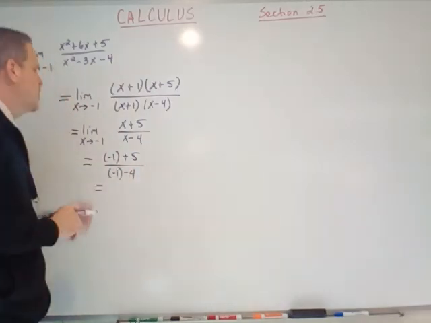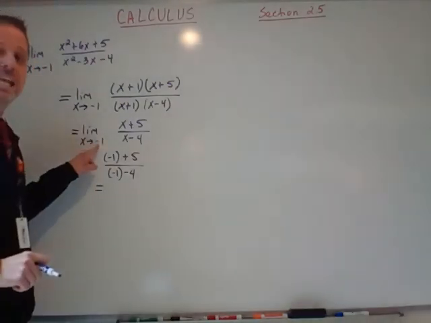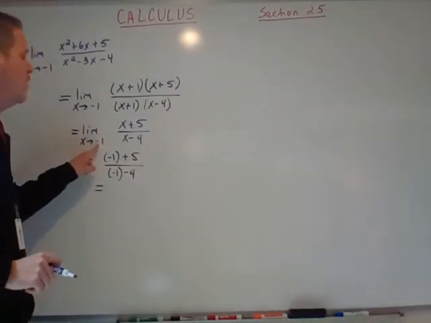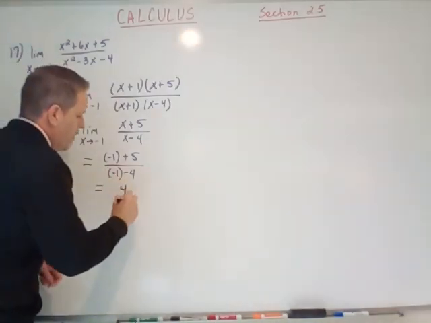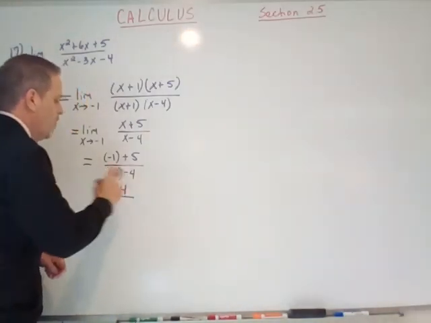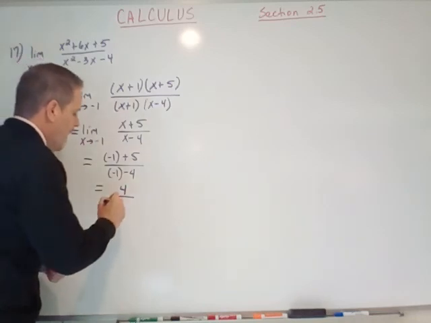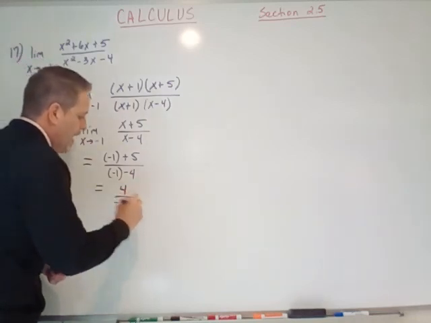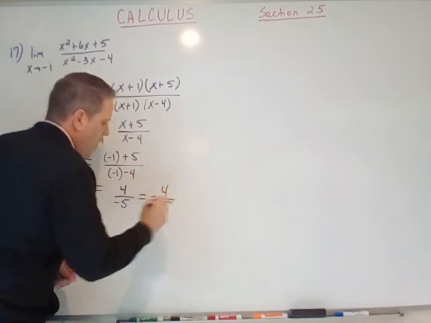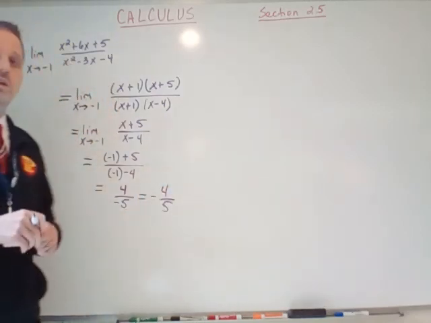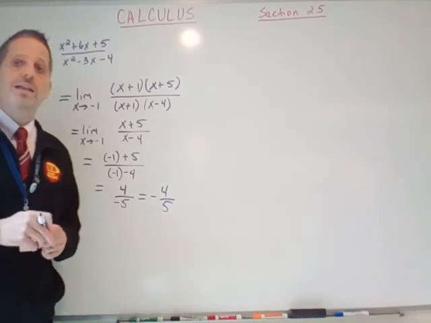Or in other words, I'm going to directly substitute -1 into the function. So I get 4 in the numerator divided by -1 minus 4 is -5. 4 divided by -5, or usually we would say that's -4/5. And that is the real number answer to that limit problem.